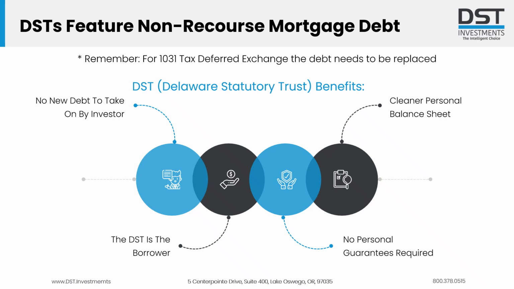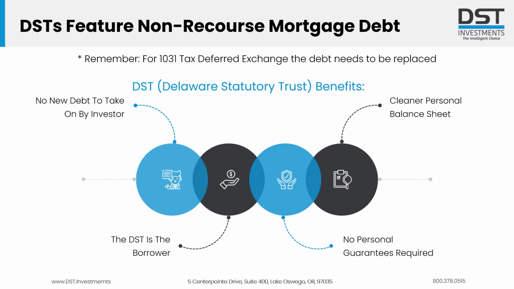Most Delaware Statutory Trusts, or DSTs, are offered with institutional financing already in place. Each investor receives a proportionate share of that debt, which can help many 1031 exchange investors satisfy the debt replacement requirements that are needed for a full tax deferral. One significant advantage is that DST financing is generally non-recourse. Investors typically do not have to personally qualify for the loan, provide financial statements, or guarantee the debt. The loan is secured by the real estate itself.